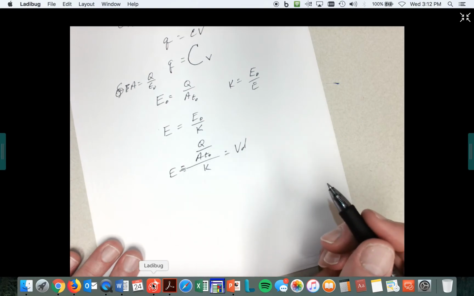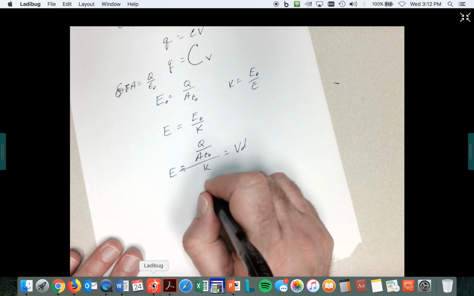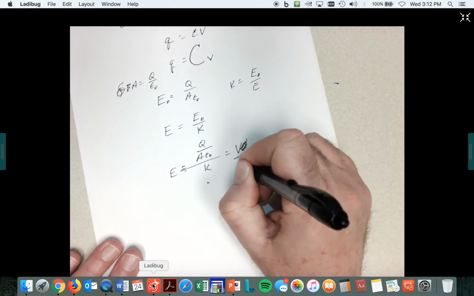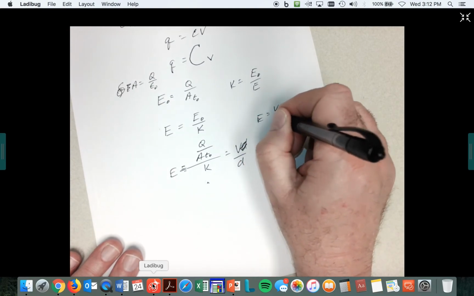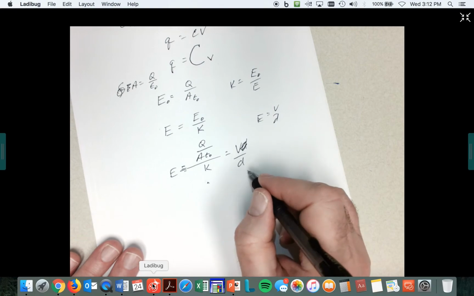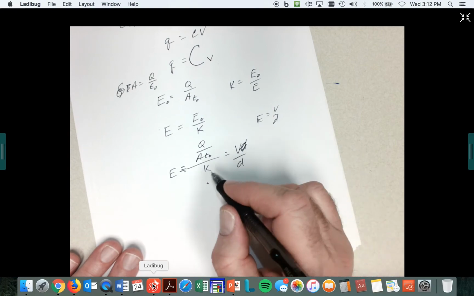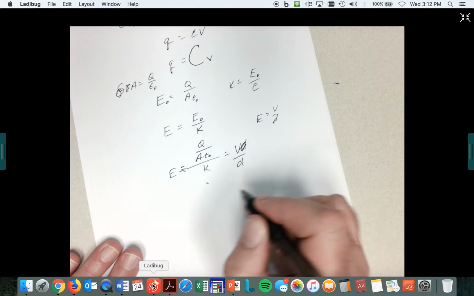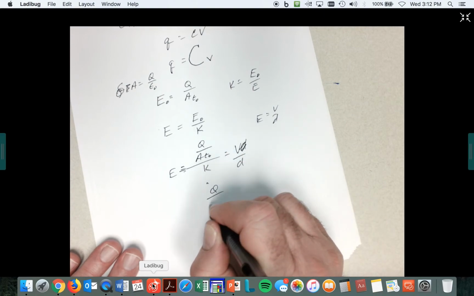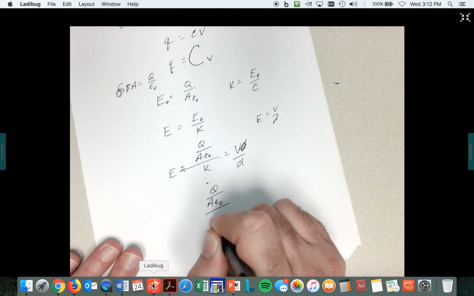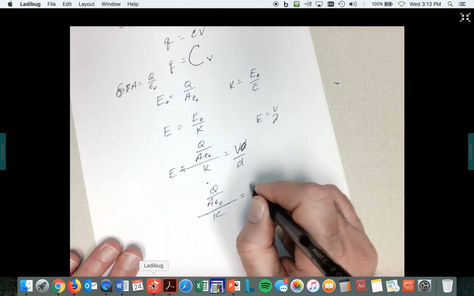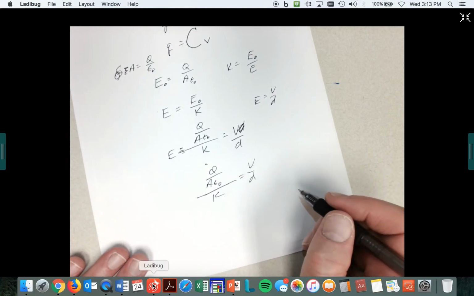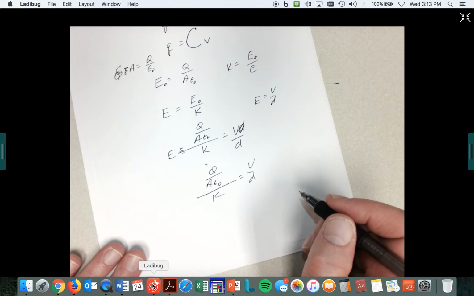So I want to solve for Q. No, V over D, because the electric field is equal to V over D. I am so sorry for this. And this is why I never do derivations, because I just want to get to the formula. All right, but anyway, I'm going to solve for Q here. So I got Q over A epsilon naught divided by K is equal to V over D.